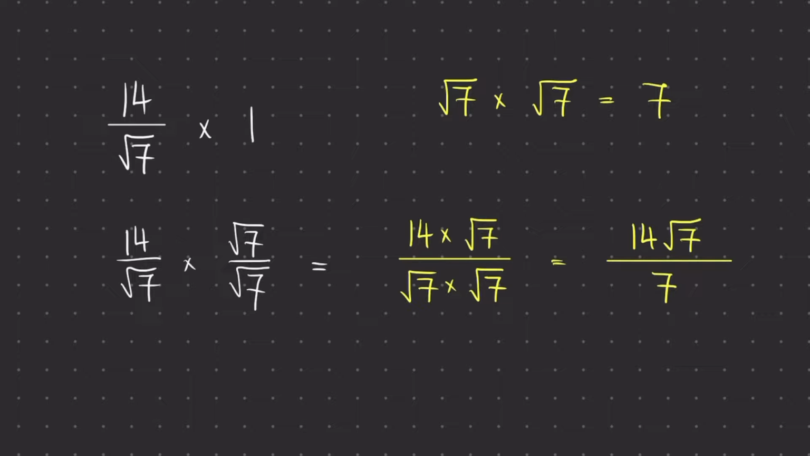The last step when you're doing these questions where we're rationalizing the denominator is to make sure you've simplified your fraction as much as possible. Because we have 14 on the top and 7 on the bottom, we can see that these numbers share a common factor of 7. Cancel out 7 top and bottom, leaving me with the answer of simply 2 times root 7.